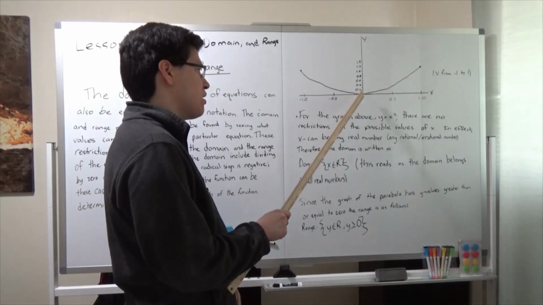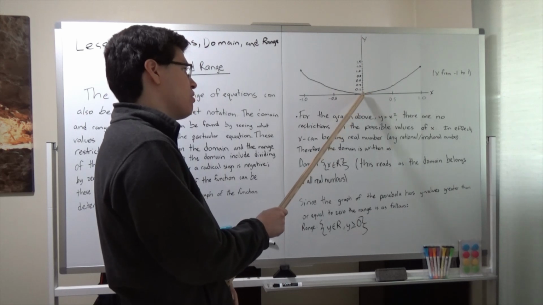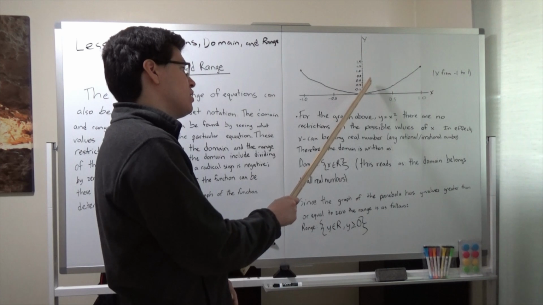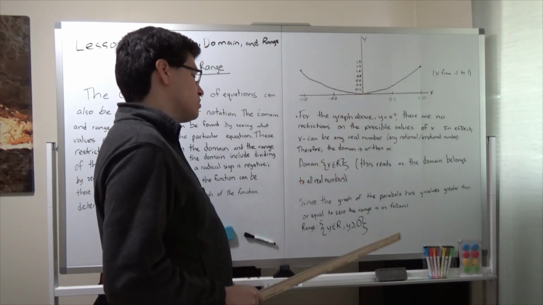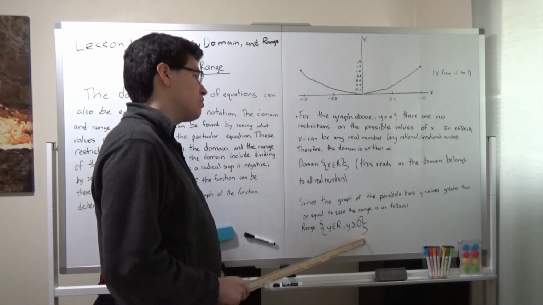Y cannot be negative because the intersection point with the x and y-axis is (0, 0), and the graph goes upward infinitely. So the range is y belongs to all real numbers, y is greater than or equal to 0.